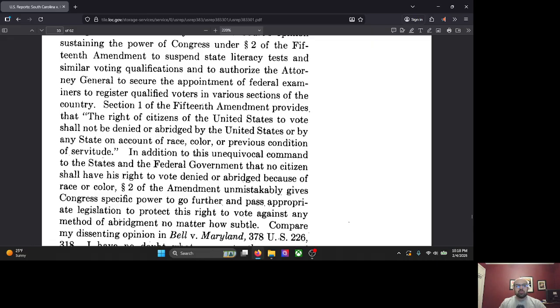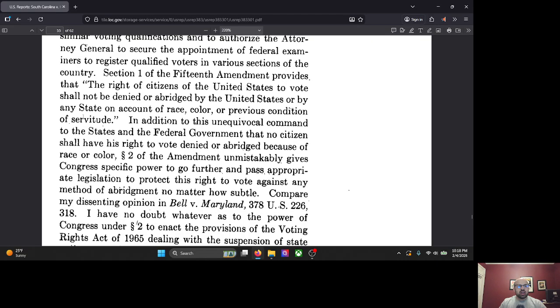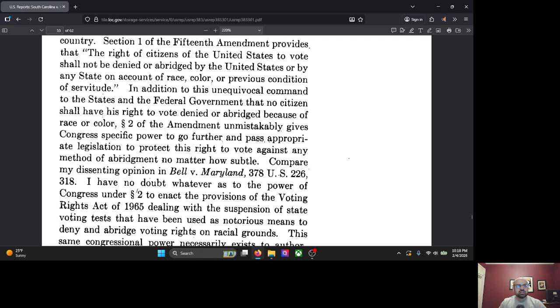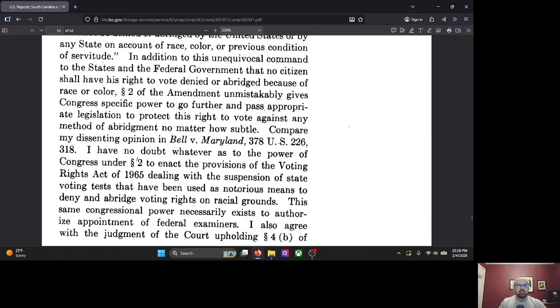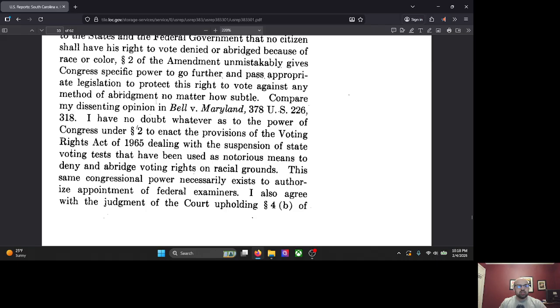Section 1 of the 15th Amendment provides that the right of citizens of the United States to vote shall not be denied or abridged by the United States or by any state on account of race, color, or previous condition of servitude. In addition to this unequivocal command to the state and the federal government that no citizen shall have his right to vote denied or abridged because of race or color, subsection 2 of the amendment unmistakably gives Congress specific power to go further and pass appropriate legislation to protect this right to vote against any method of abridgment, no matter how subtle. Compare my dissenting opinion in Bell v. Maryland.